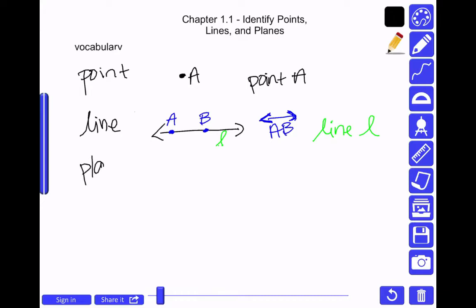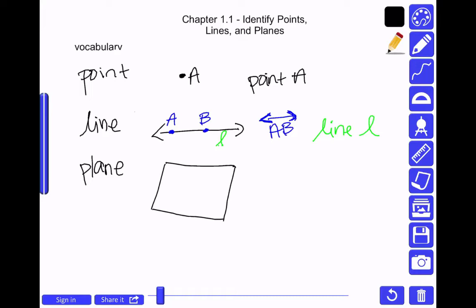Next we have a plane. Now, to identify a plane or to show a plane, we're really just kind of going to do a parallelogram. Okay, but what you need to understand is that this parallelogram extends in everywhere. So it's two-dimensional, okay? So you can sort of think like a piece of paper, but if that piece of paper just extended out forever.